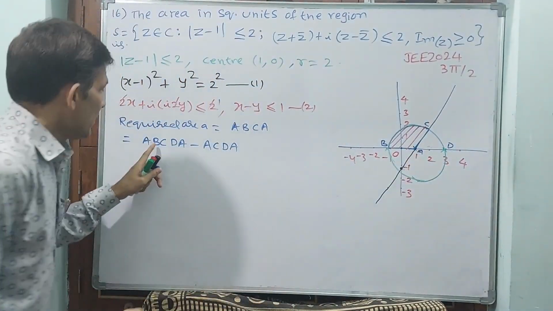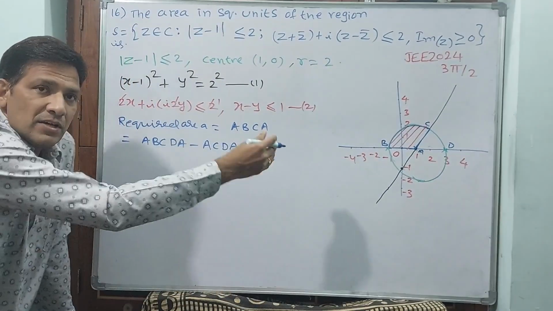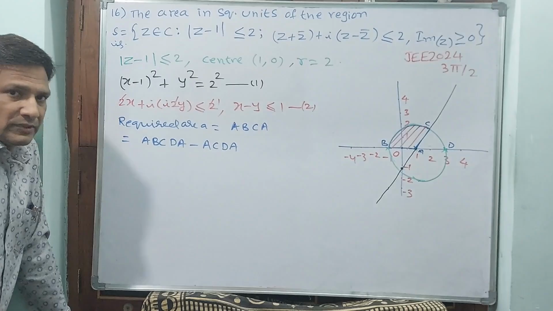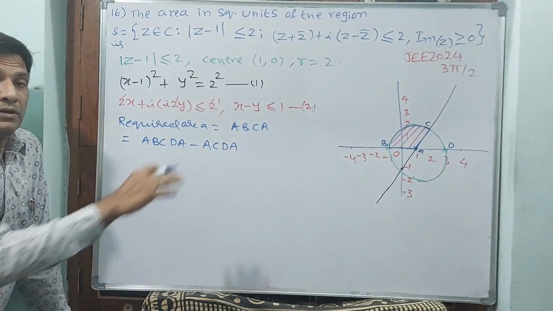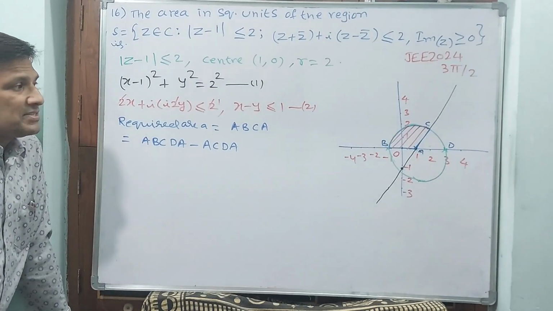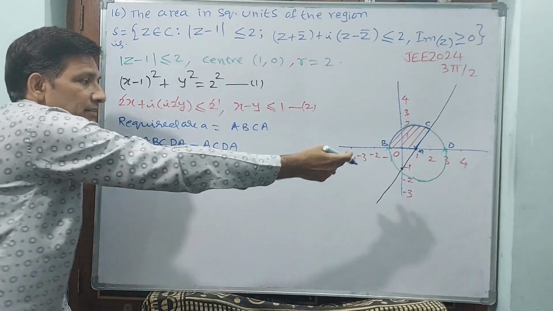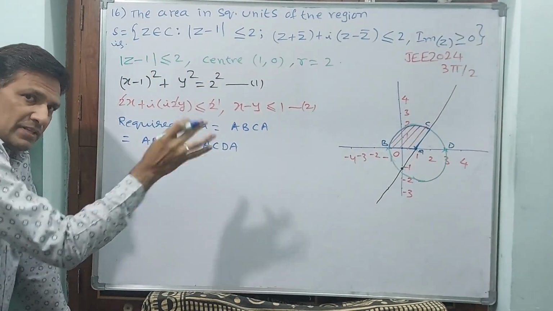Why? Because see, A, B, C, D, A you can find easily. It is a semicircle, 50% of the circle. Why? Because radius you are having, radius is R2. Pi r square, you can find easily. You have to subtract this area, A, C, D, A. You can subtract it from this, then you can get this area.